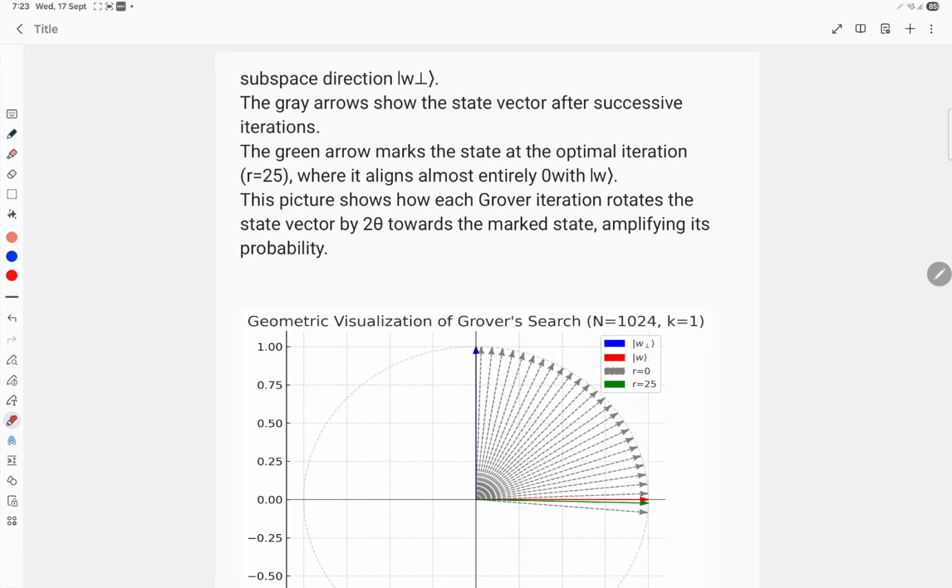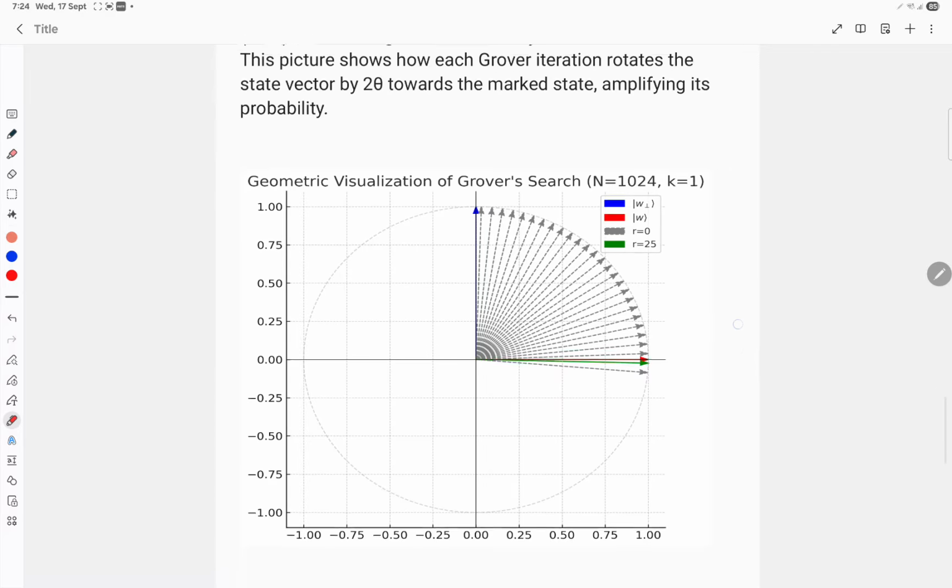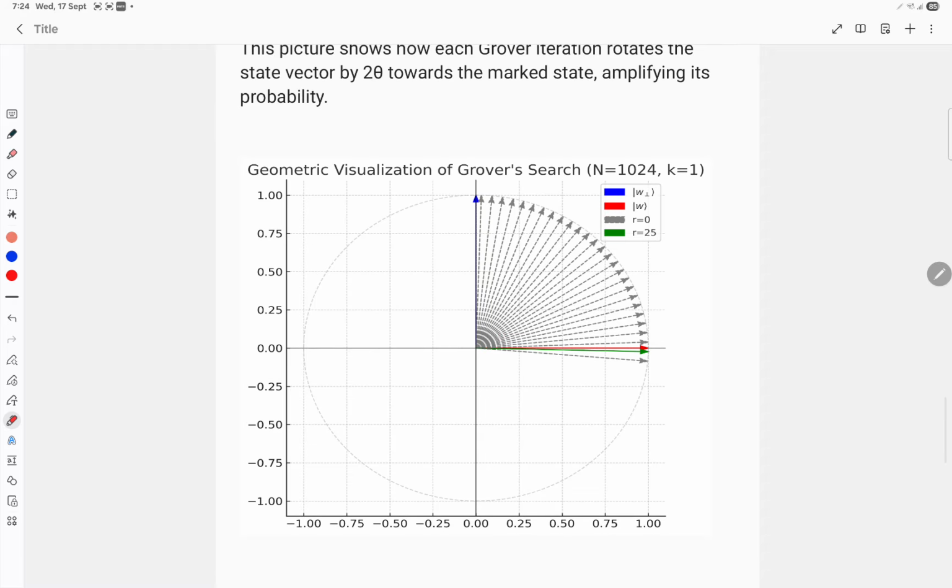So ultimately, after 25 iterations, it will reach the target state with a very high success probability. So the picture shows how each Grover iteration rotates the state vector by 2 theta towards the marked state, amplifying its probability.